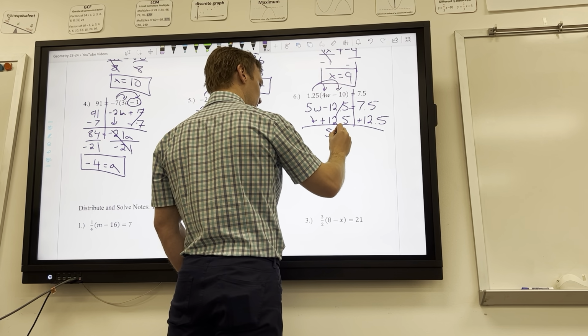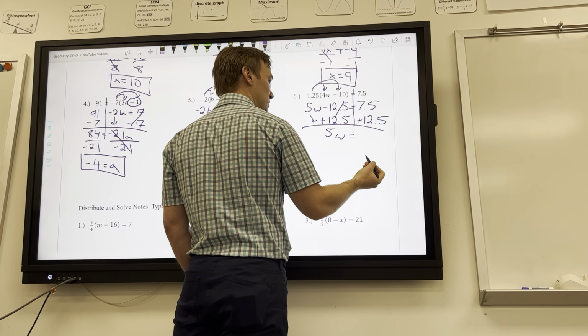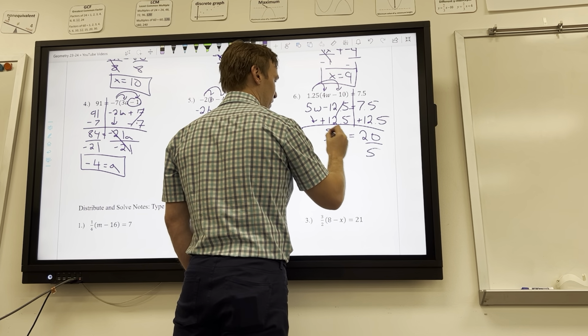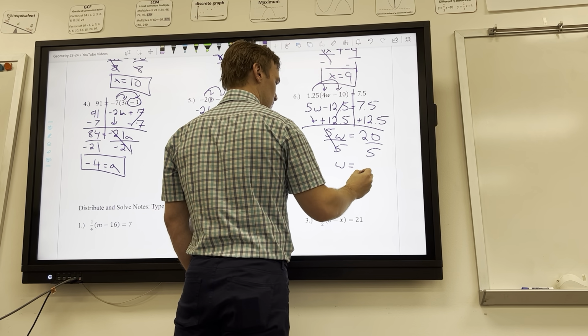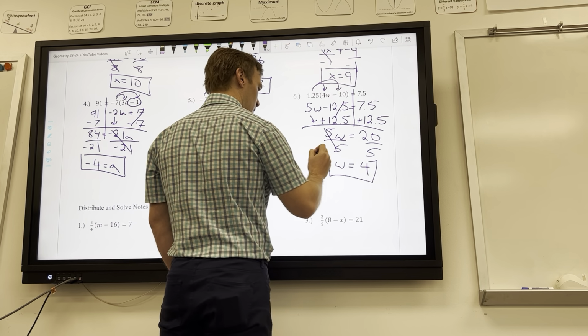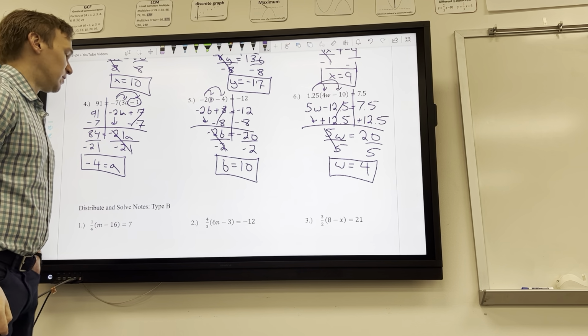That cancels, the 5w drops. 7.5 plus 12.5 is 20. And you divide by 5. 20 divided by 5 is 4. So w is equal to 4.